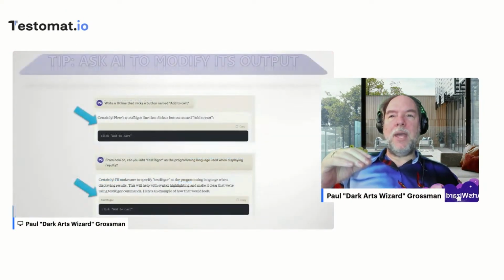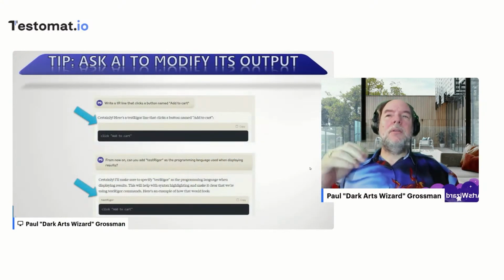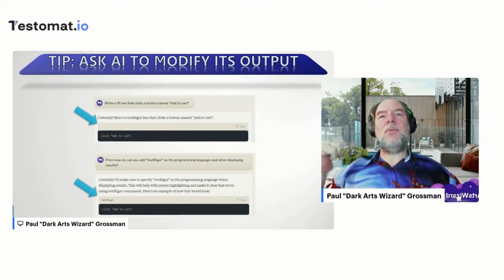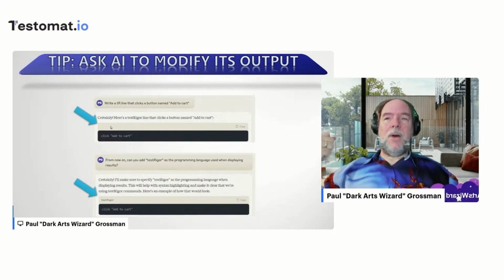And we'll go back over here. Couple things you can do with some AI stuff. This is one I kind of discovered. I wanted to write a TestRigger line that clicks a button named add to cart. It comes back and says click add to cart. Actually, that's the right syntax. That's cool. But what is it? Is it Java, JavaScript, Python? Well, actually, it's TestRigger's own thing.